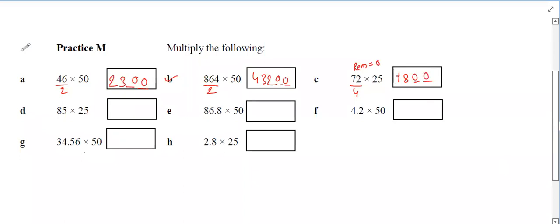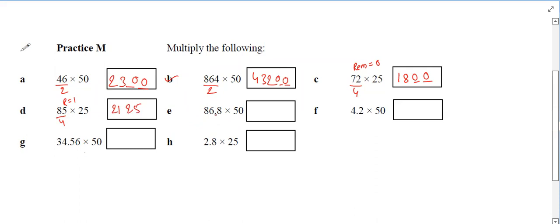Again, Sharanya, D1. Yes, sir. 85 divided by 4 is 21, remainder 1, and the last 2 digits are 25. Last 2 digits 25.